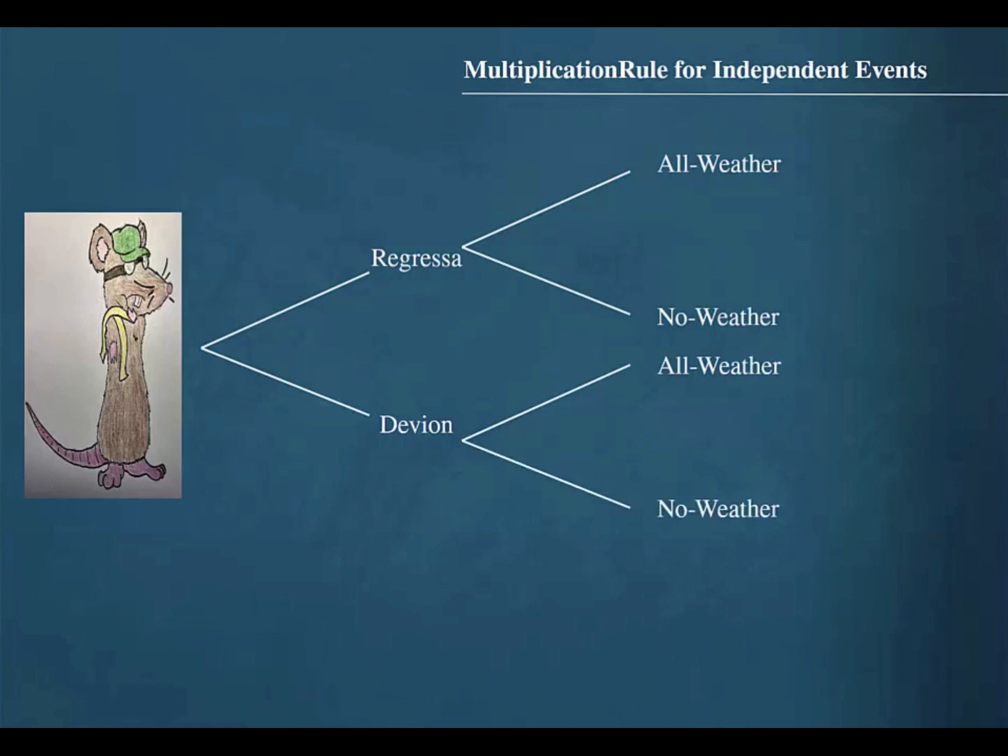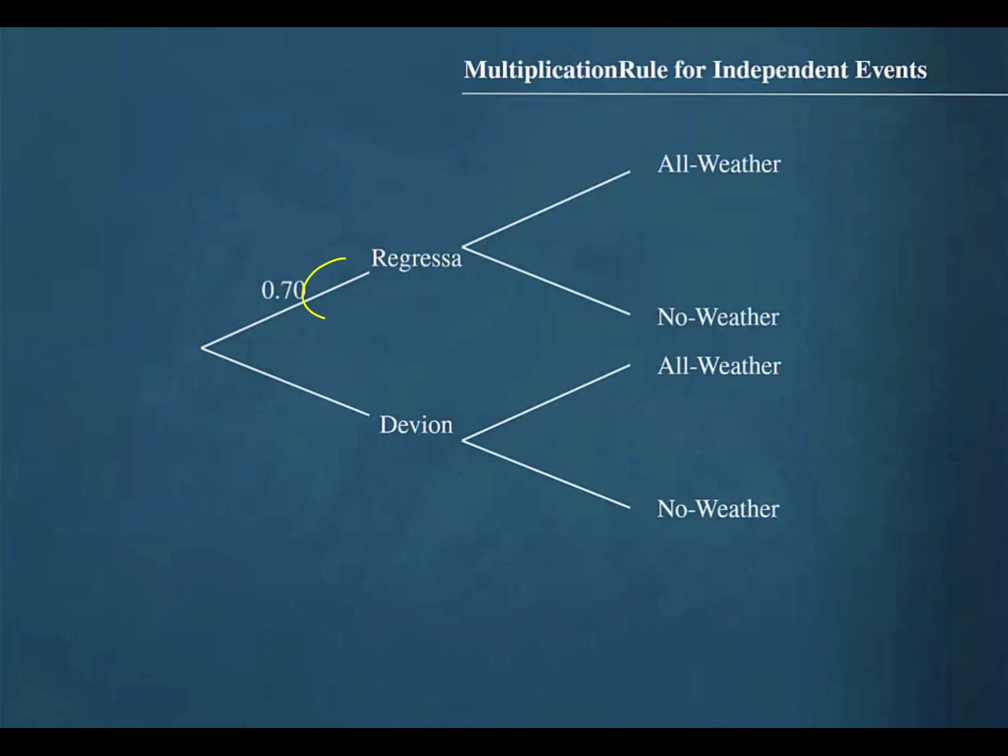Now let's assign probabilities to each branch of the tree. We are told that 70% of the vehicles sold by the company are Regressa models. So the probability that a randomly selected customer purchases a Regressa is 0.70. Now, using the concept of the complementary probability, the probability that the customer would purchase a Devion is 0.30. Since the floor mat choice is independent of vehicle model selection, and both floor mat types are equally likely to be selected, the probabilities along each branch in this part of the tree would be 0.50.